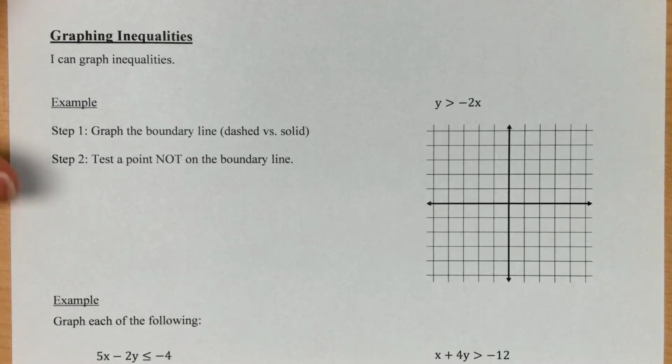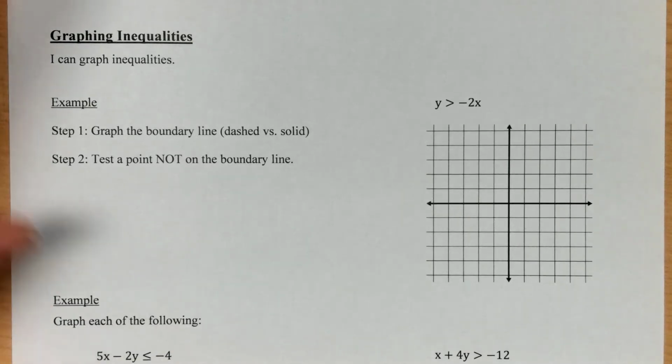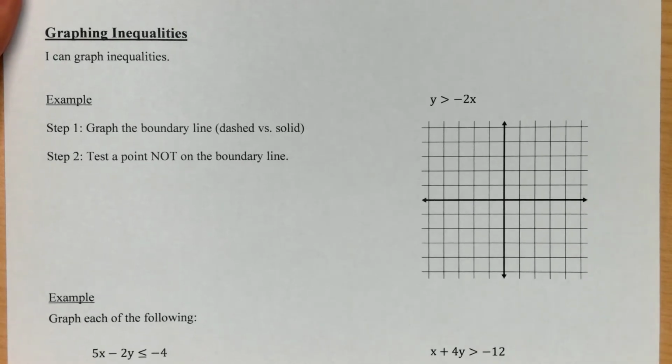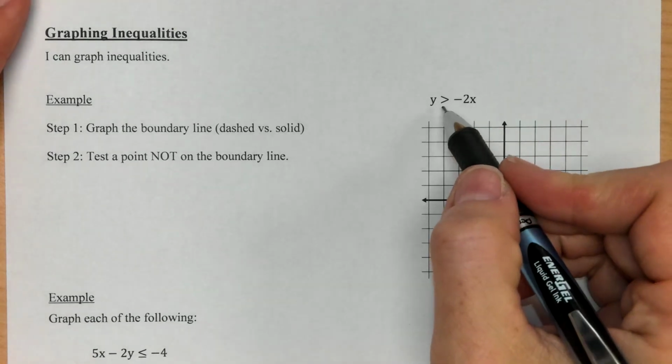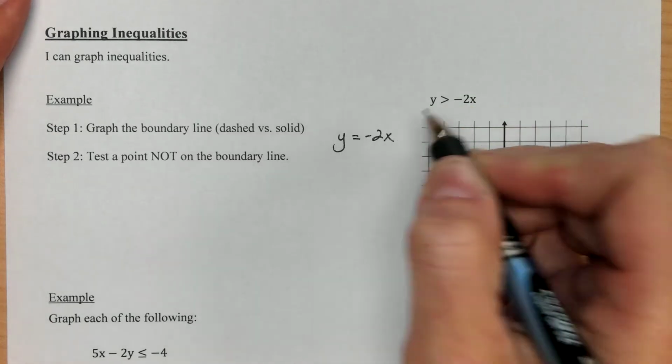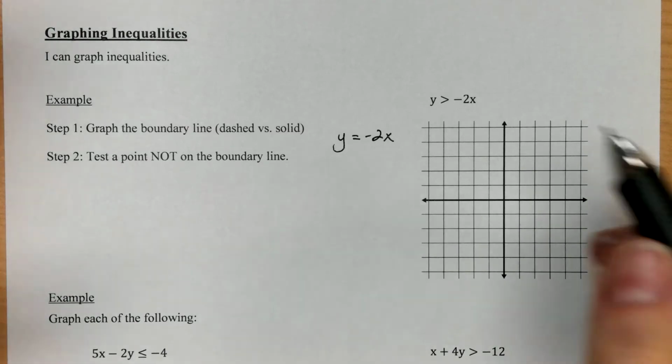All right, this is our lesson on graphing inequalities, and this will wrap up what we're doing with inequalities this year. So in order to graph an inequality, we actually graph it just as though that inequality didn't exist. So we're going to graph it as though it was y equals negative 2x. So we need to first plot those points.